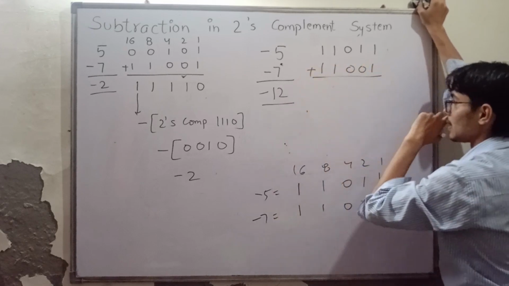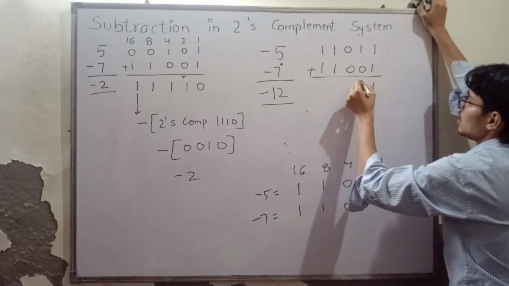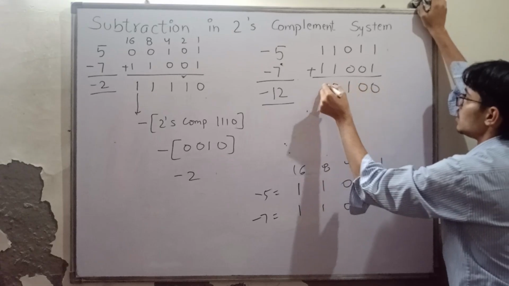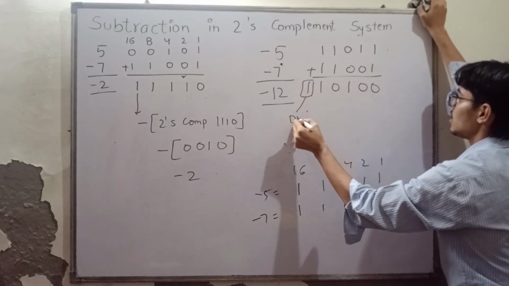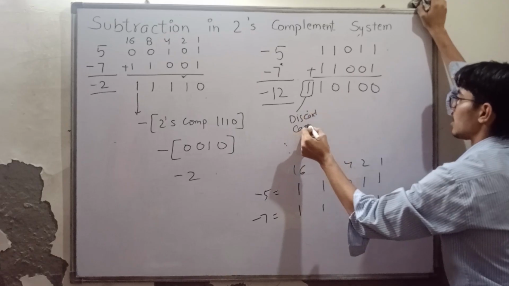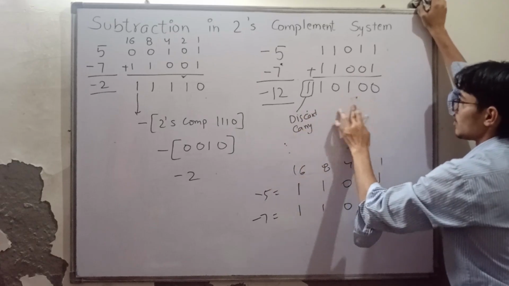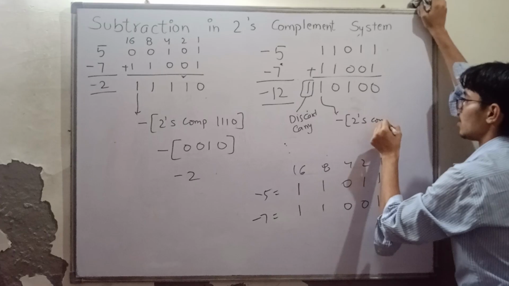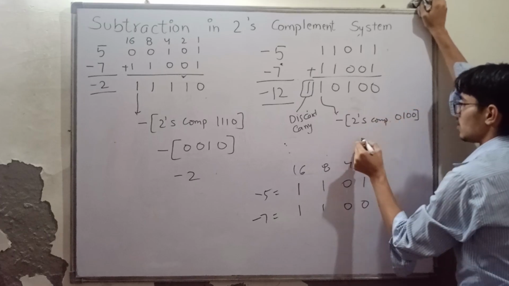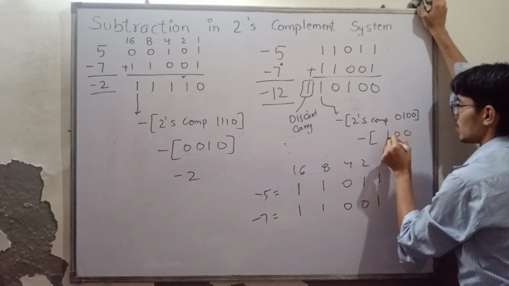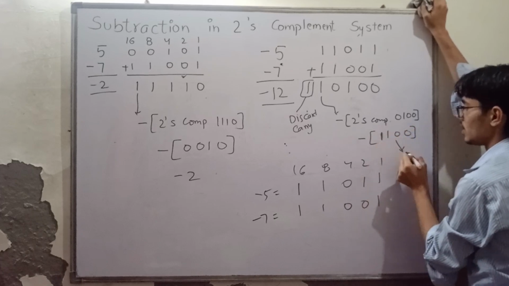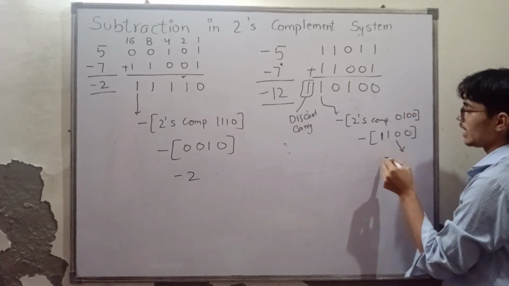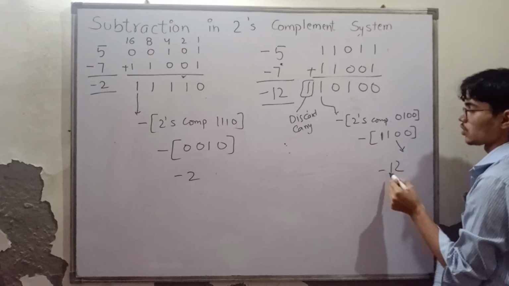Okay, just add this: 0 0 0 1 0 1 1. Carry is generated, discard the carry. So this is our answer. The first bit represents sign, and the 2's complement of 0 1 0 0 gives 0 0 1 1. Convert this into decimal: 1 2 4 8, 8 plus 4 is 12, minus 12 is your answer.